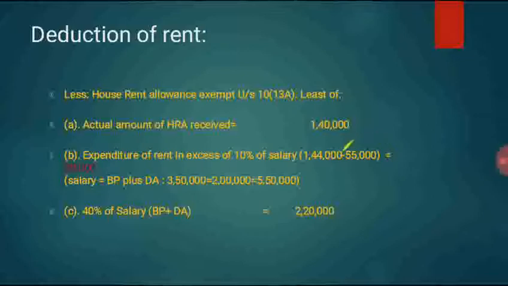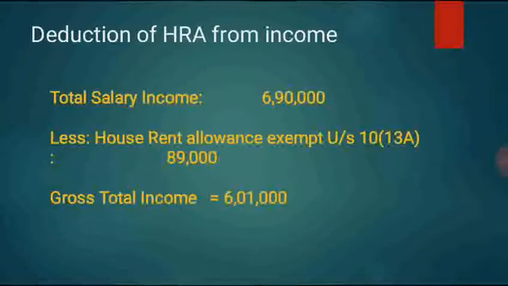And the third condition is 40% of the salary, that means 40% of basic pay plus DA. Here it is 40% of 5,50,000, that amounts to 2,20,000. We have to see which one among these is the least. In this case the second one is the least, that is 89,000. So deduction of HRA from income is as follows: total salary income 6,90,000. We will deduct HRA exempt under section 10 subsection 13A as 89,000 in this case because it was the least among the three. So the gross total income is 6,01,000.